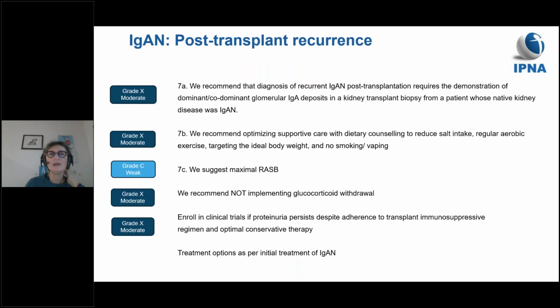and also, I would like to add, to the blood pressure of the patient. In terms of post-transplant recurrence, as I mentioned earlier, it was recommended that the diagnosis be made with a kidney biopsy, not based on proteinuria or hematuria, which especially in the setting of a transplanted child can be particularly difficult to discern. At that point, you obviously optimize supportive care. You give maximal RAS blockade. You do not implement glucocorticoid withdrawal. You enroll in clinical trials if the proteinuria persists despite adherence to the transplant immunosuppressive regimen and despite optimal conservative therapy. And the treatment options are the same as per initial treatment of IgA. We hope to have many new agents in the coming years for these difficult patients.